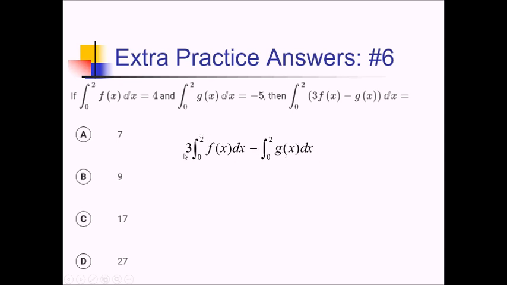So this just ends up being 3 times the value of that integral, which they said was 4, minus negative 5. That's the value of the g of x integral there. So this is 12 plus 5, which is 17, giving me answer choice C.